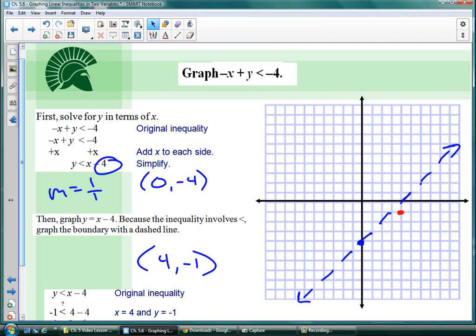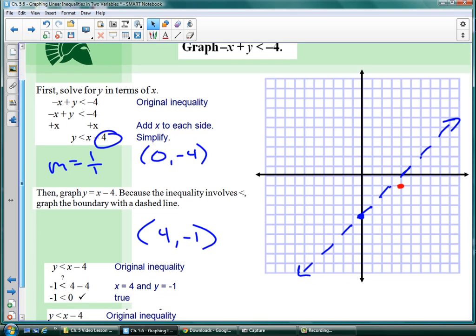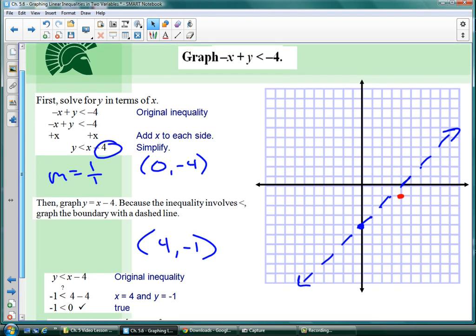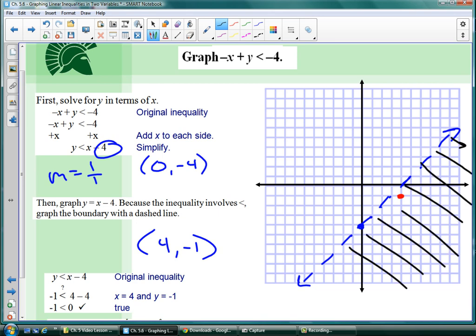Okay, so now when I plug this in to my original inequality, I end up with a true statement. That true statement says that -1 is less than 0. -1 is always less than 0. So that tells me that all those arrows I used to use before to point me in the right direction, I'm just going to shade in this whole half plane. That's the half plane I shade in.